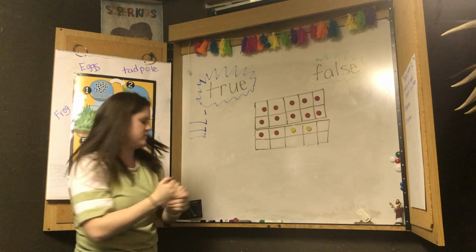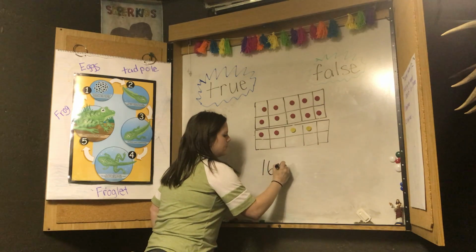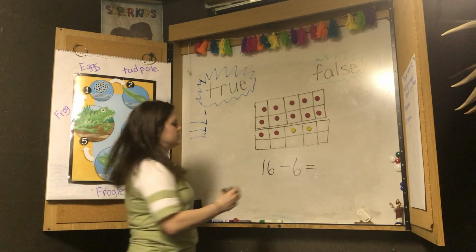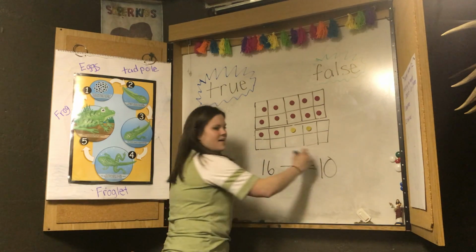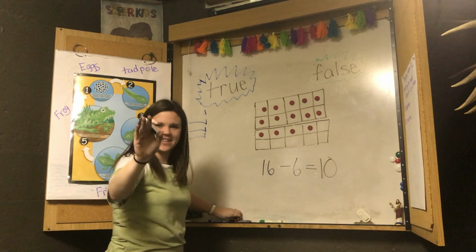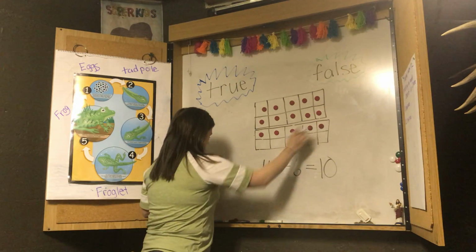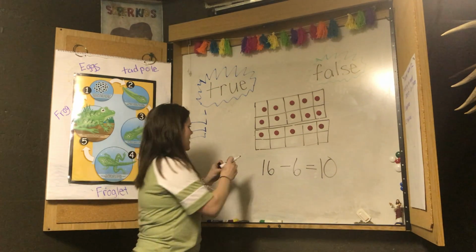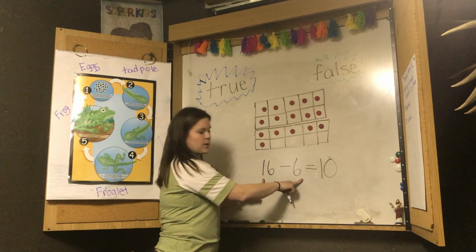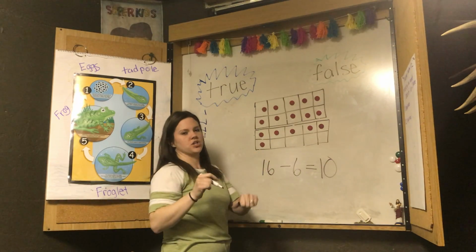Okay, number 12. 16 minus 6 equals 10. I know you know this one already. I know you're chomping at the bit. I think I can hear you screaming. I know you got the hang of this now, guys. But let's show it anyway. Is this part of the equation equal to, the same as this part of the equation?